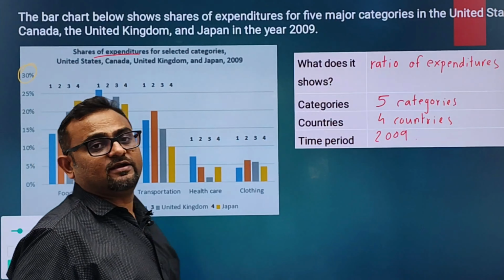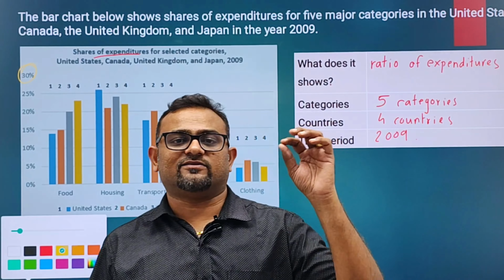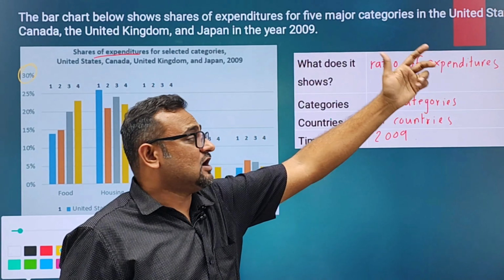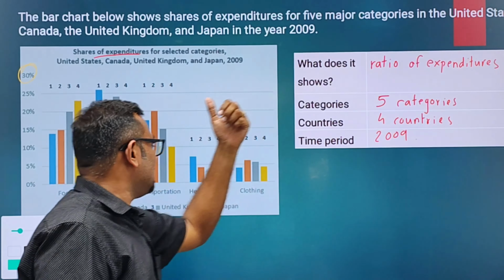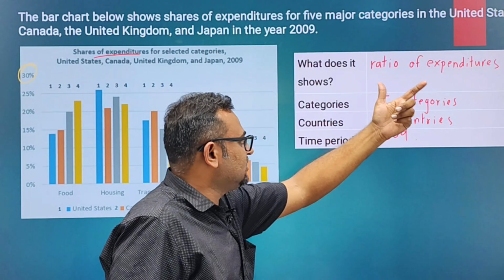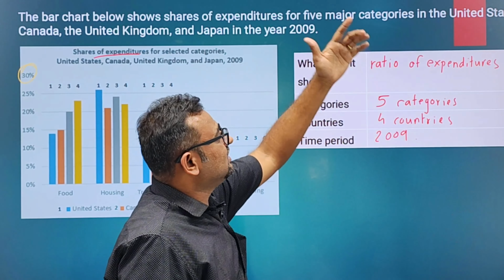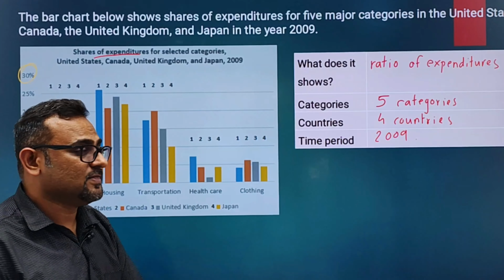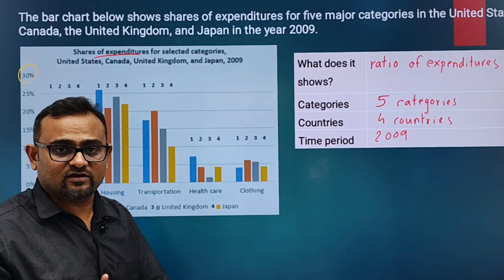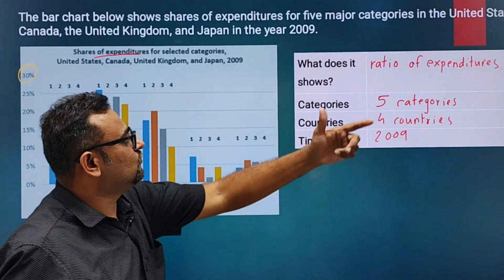In the basic format, the provided bar chart depicts, what does it show, the ratio of expenditures. Now either use 5 categories or list out food, housing, transportation, healthcare, and clothing. In the same way, either use the words 4 countries or list out the names of the countries. Here I will list out the categories and use 4 countries instead.